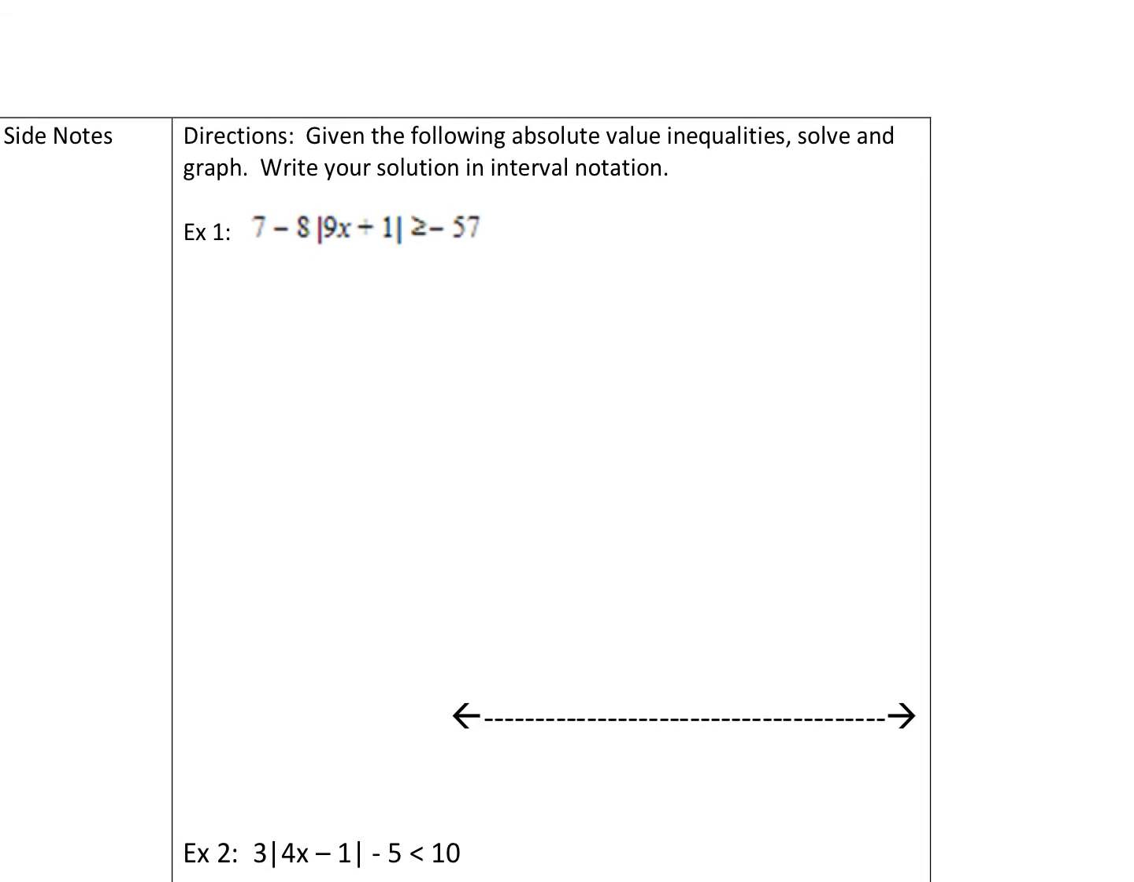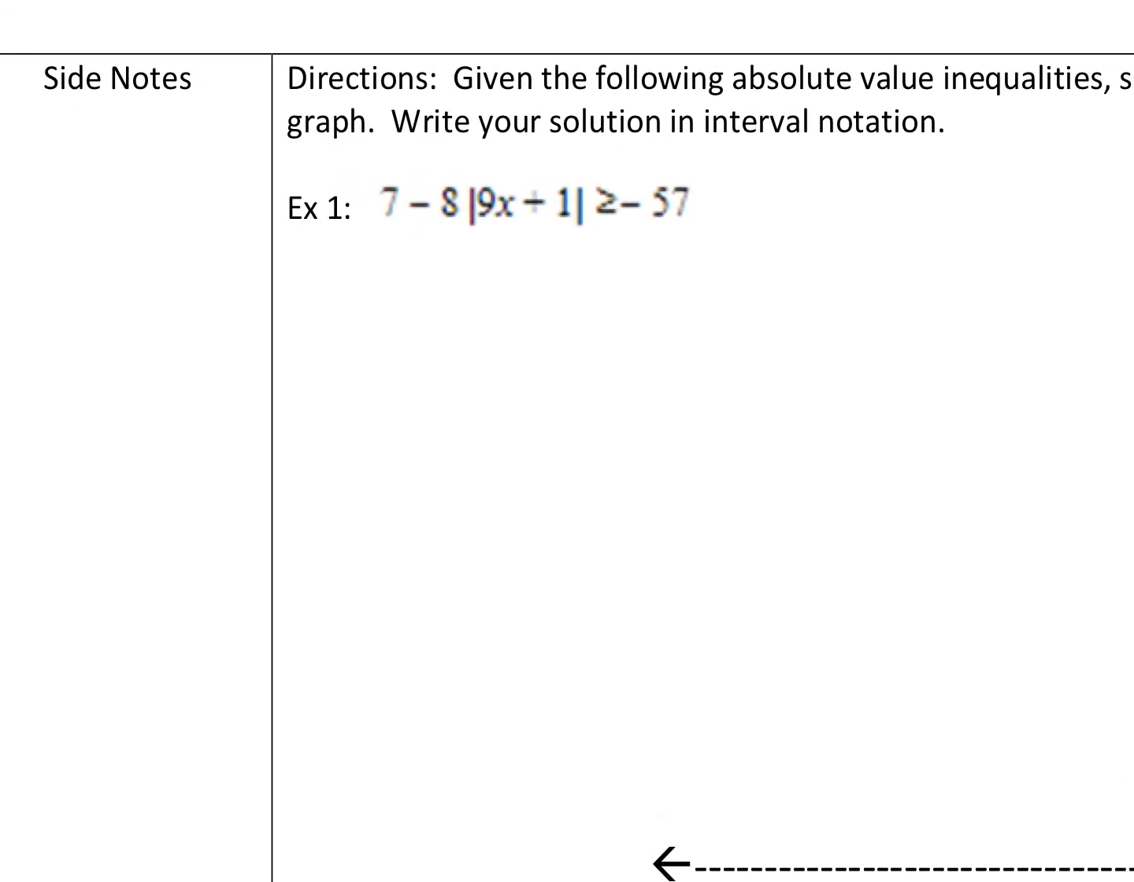All right? First things first. Absolute value. We got to get it isolated. Is it isolated right now? Nope. This is not isolated. Are absolute value bars the same thing as parentheses? No. Do not distribute inside of them. Never, never, never. They're not parentheses. So, if we're trying to get this thing isolated, what do we need to do here? Subtract the 7. I agree with that. So we end up with -8 times absolute value is greater than or equal to negative, what's negative 57 minus 7?